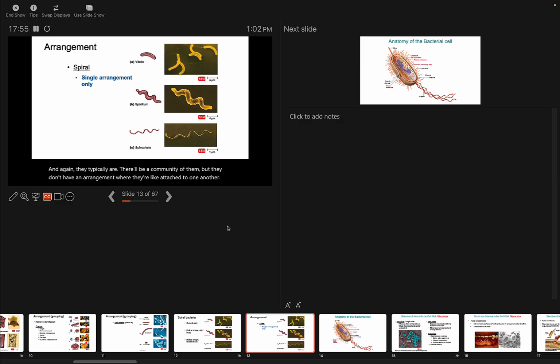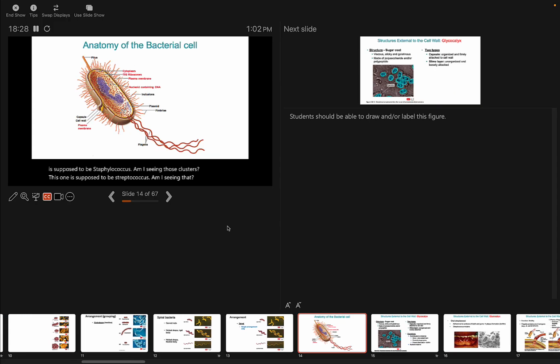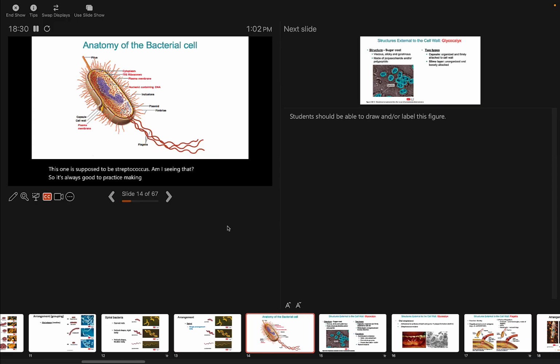So, questions about morphology or arrangement before we get into some of the anatomy and parts of the cell? Again, as you're in the lab and practicing, making your own stains, looking at prepared slides, just making your observations under the microscope, see if you can tease out these things. Like, I know this culture is supposed to be Staphylococcus. Am I seeing those clusters? This one is supposed to be Streptococcus. Am I seeing that? So it's always good to practice making those observations.